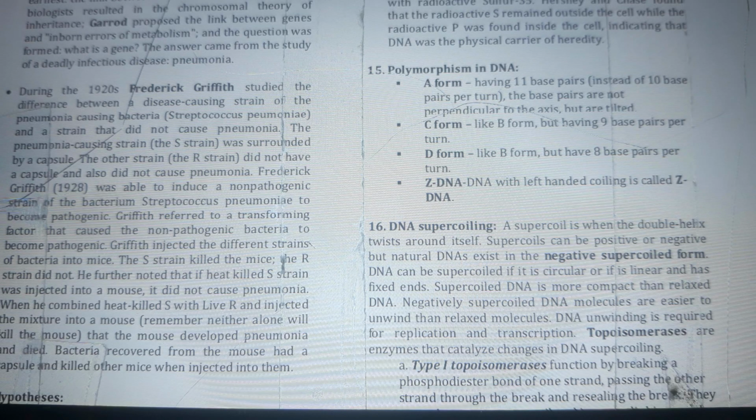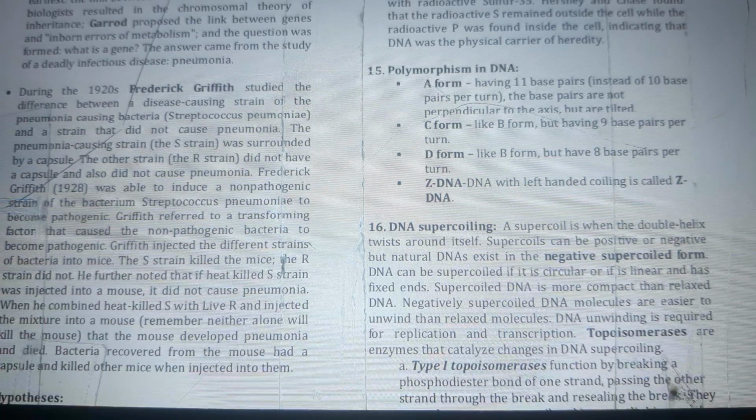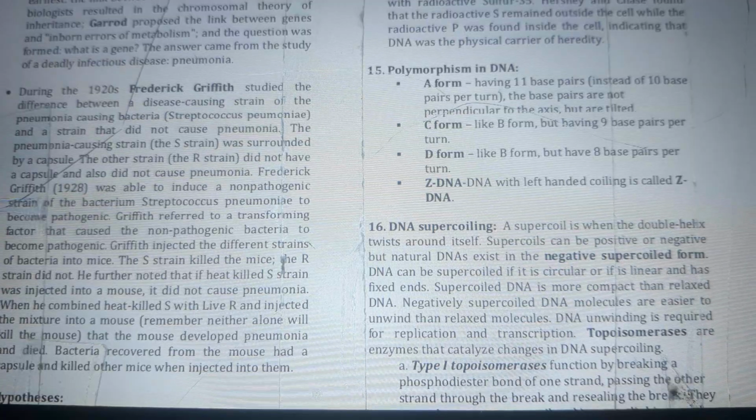Frederick Griffith, in 1928, was able to induce a non-pathogenic strain of the bacterium Streptococcus pneumoniae to become pathogenic. Griffith referred to a transforming factor that caused the change to pathogenic.